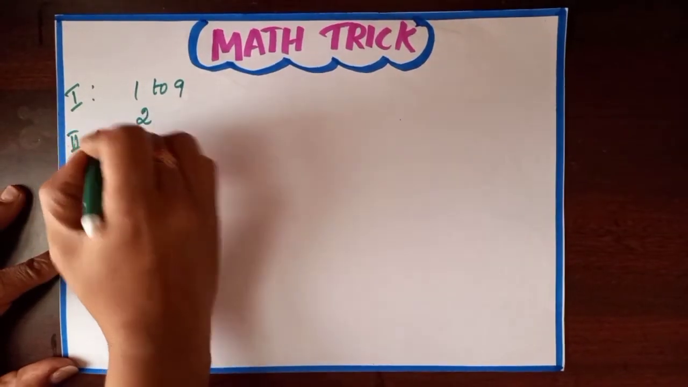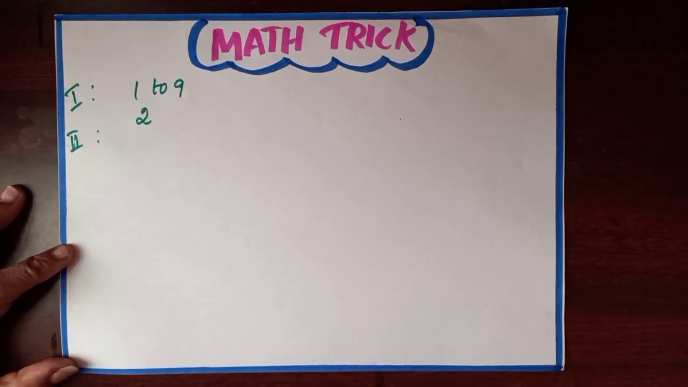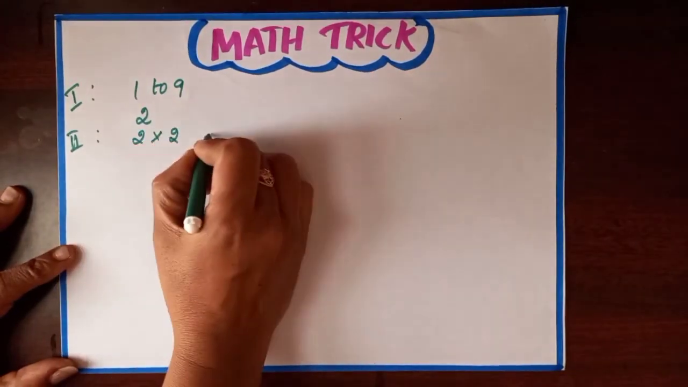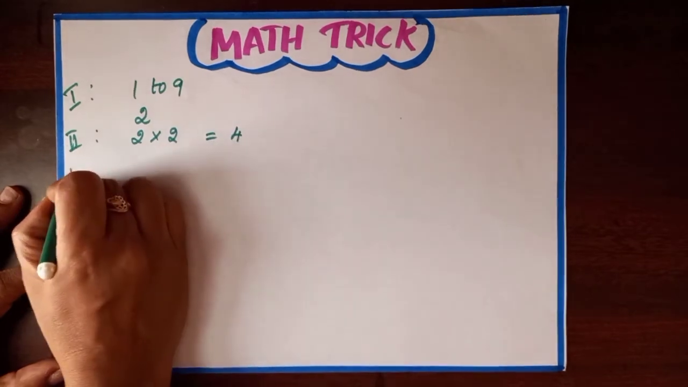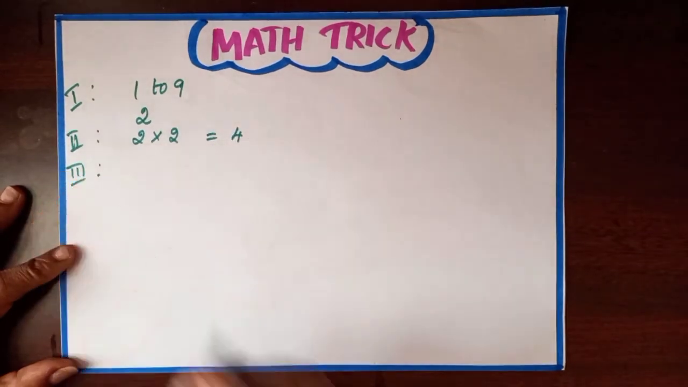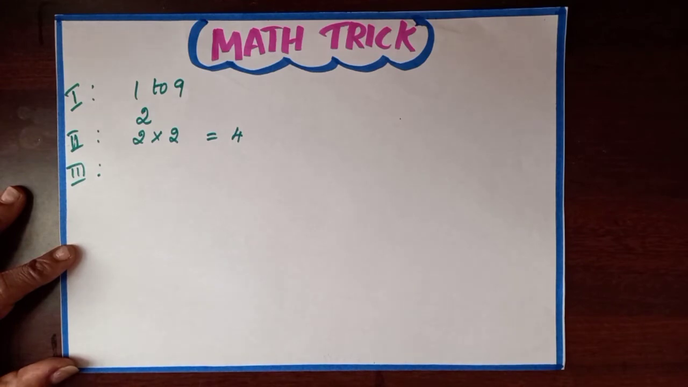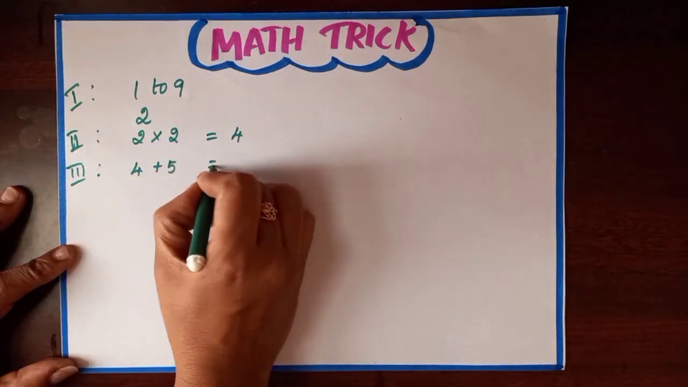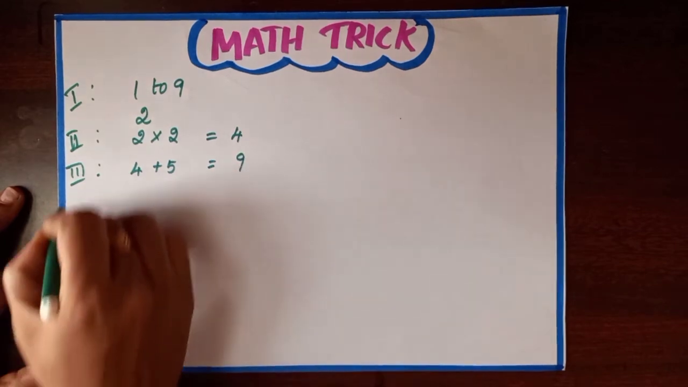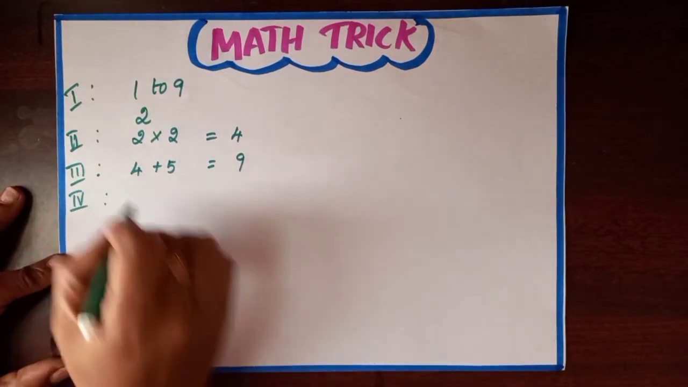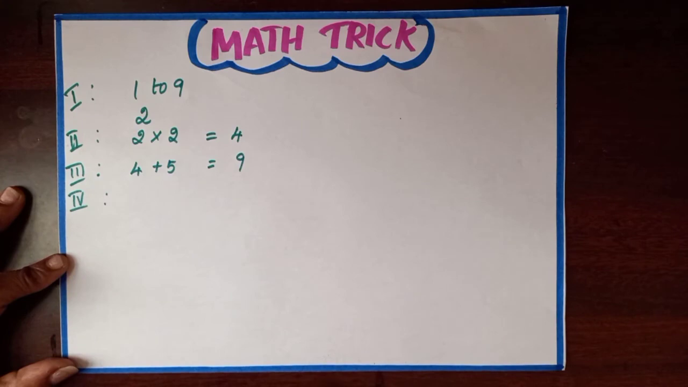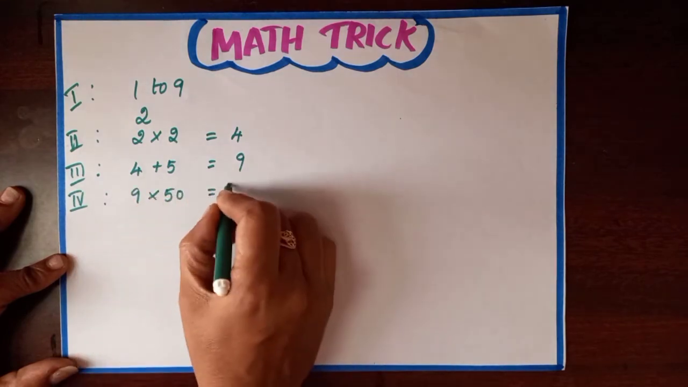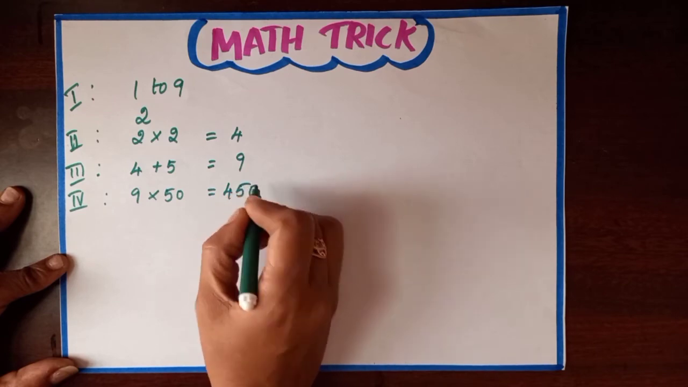Step 2. Multiply your number by 2. 2 into 2 is equal to 4. Step 3. Add 5 to your result. 4 plus 5 is equal to 9. Step 4. Multiply the result by 50. 9 into 50 is equal to 450.